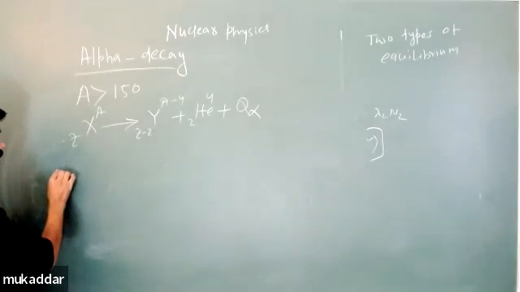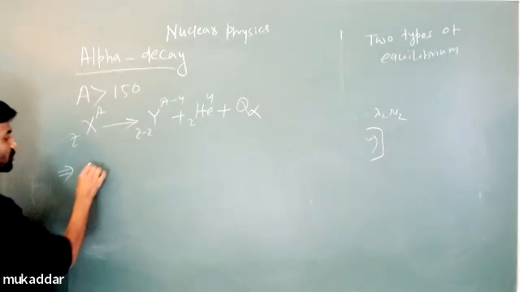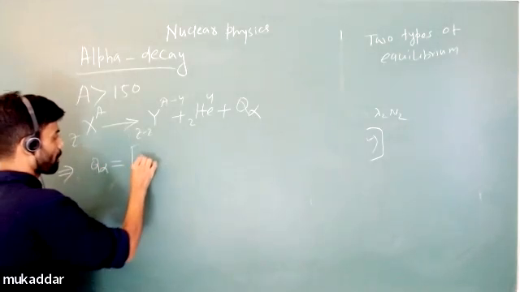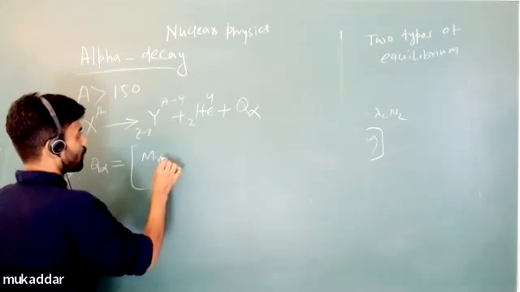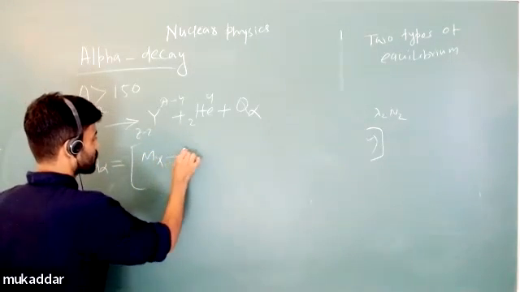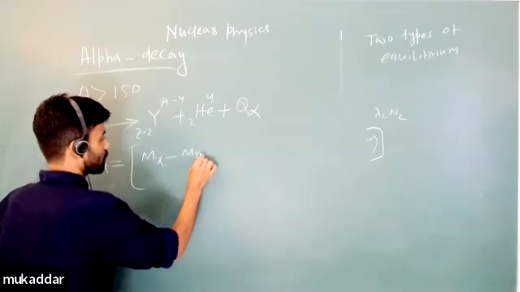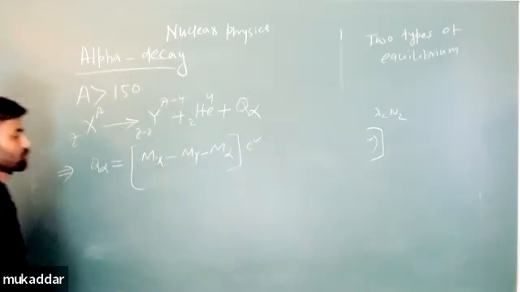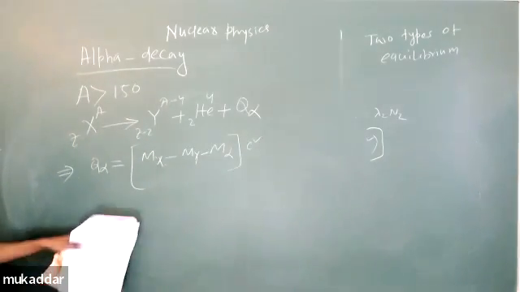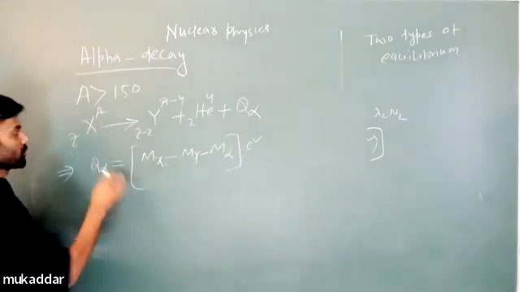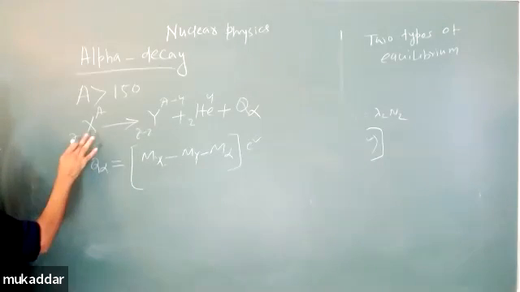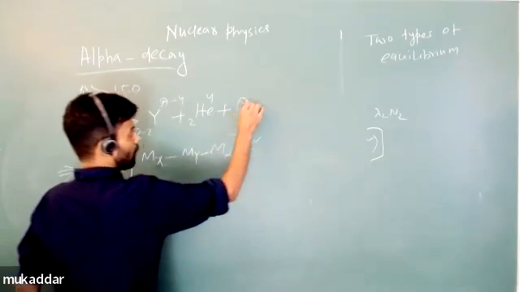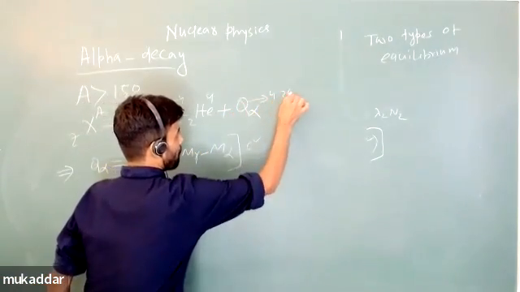So how will we calculate the Q value? Q alpha will be the mass of X minus the mass of Y minus the mass of the alpha particle, times c square. So this will be your Q, the amount of energy released. Suppose the particle is at rest and there is emission of energy. Suppose that amount of energy is around 4.26 MeV.